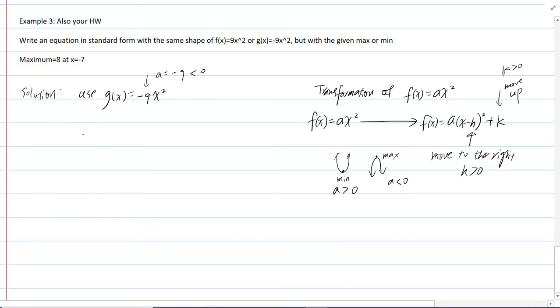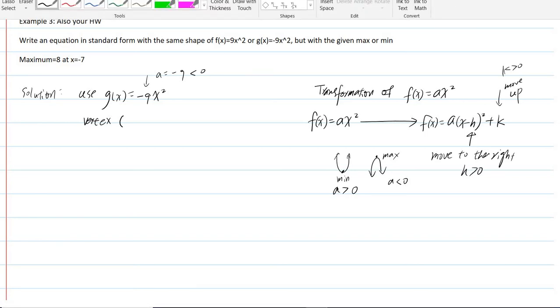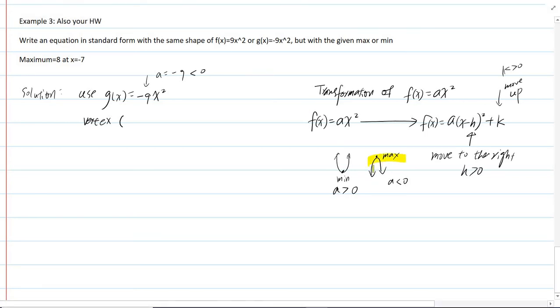Once we have this, we also know the vertex is given to us right here, because we're dealing with this graph right now. From the given information, we have our maximum equals 8 at x equals -7, which means our vertex is (-7, 8).